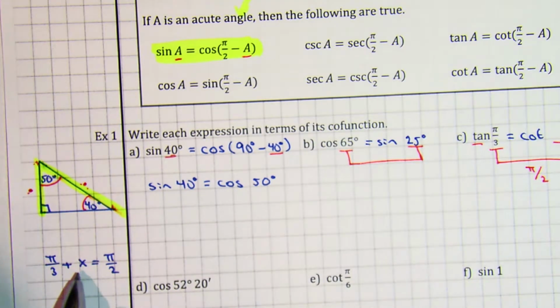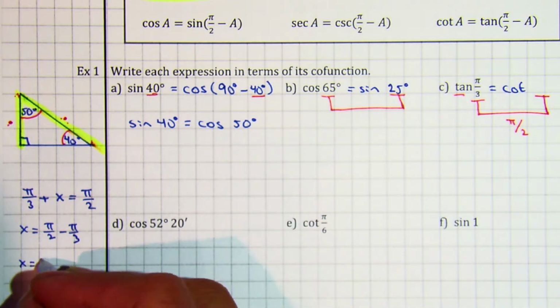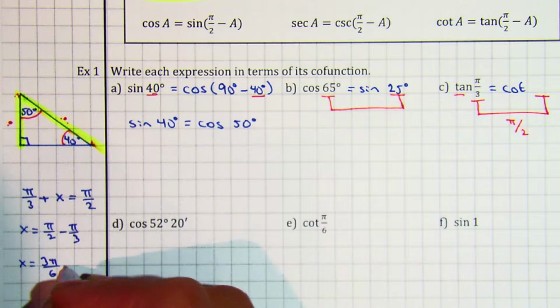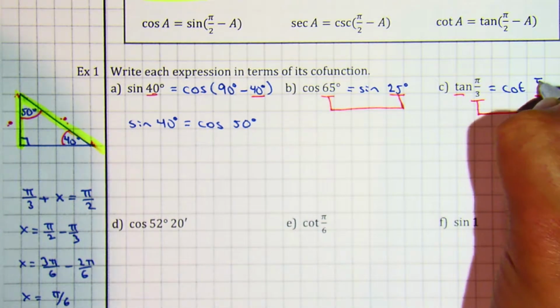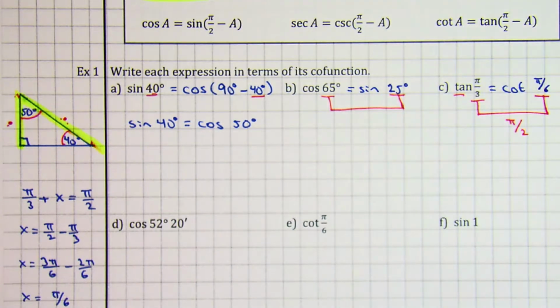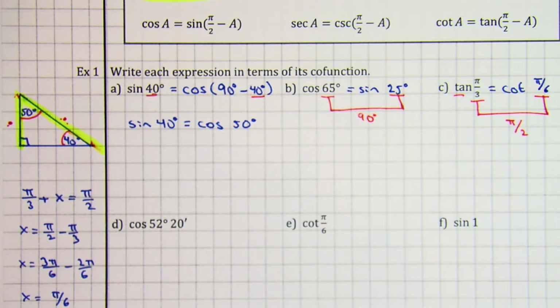So therefore, I'm just going to solve it. Minus pi over 3 on both sides. So x is equal to pi over 2 minus pi over 3. I'm going to have the same denominator, so multiply by 3. 3 pi over 6 minus 2 pi over 6. So therefore, x is equal to pi over 6. So I know that if I add them, they'll be equal to 90 degrees. So go and try example D, E, and F and see what you get.